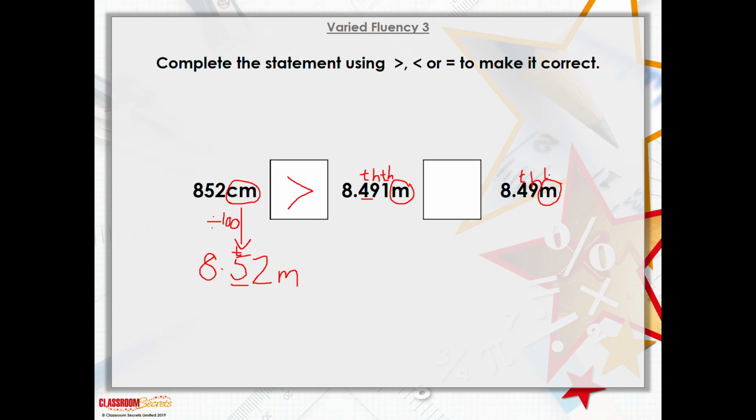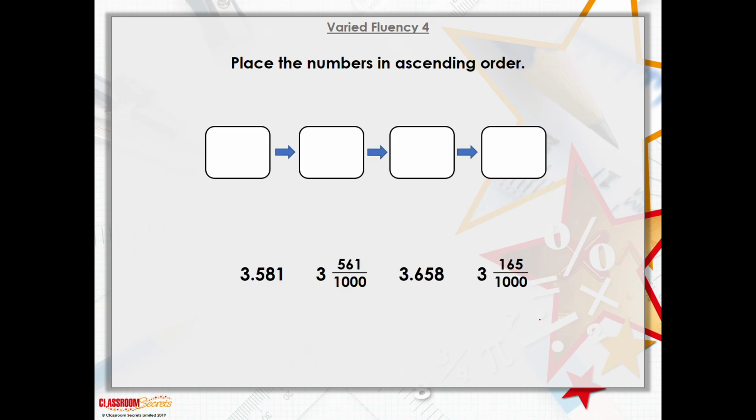What digit does 8.49 have in its thousandths column? Well, if there's nothing there, then it means it's a 0. So now when we look in our thousandths column, we've got a 1 here and we've got a 0 there. So this must mean that it's greater than. Okay, because I have a 1 in the thousandths column in that number, and I don't have any thousandths here. So 8.491 is greater than 8.49. Okay. And finally, you may get an activity like this.